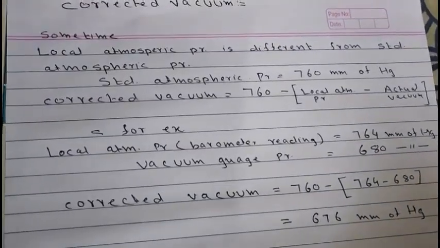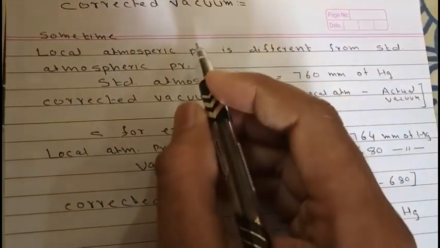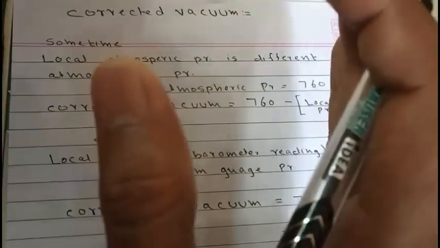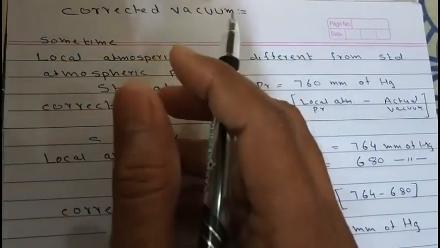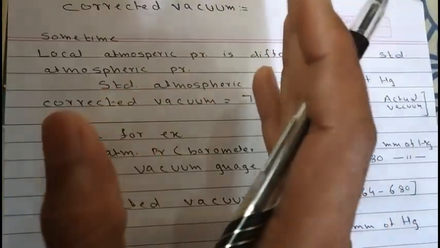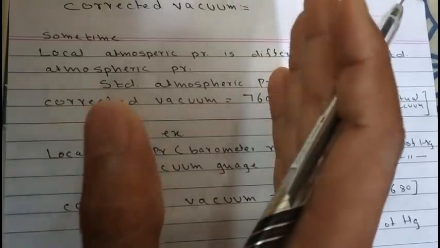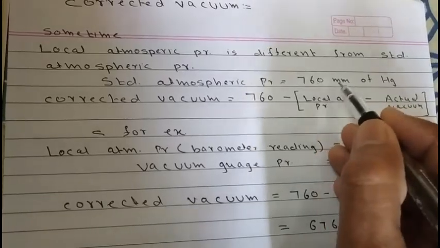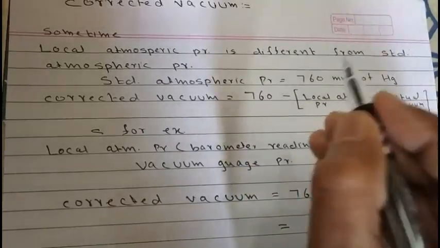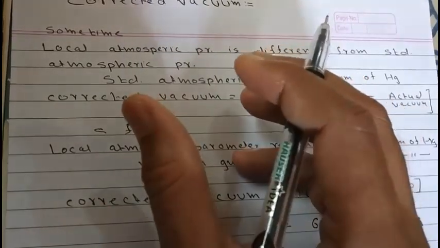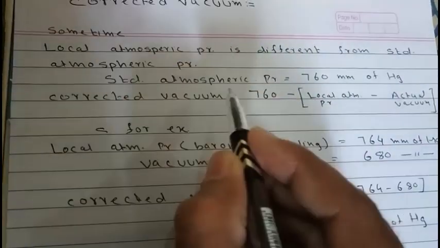Now today we will study about the corrected vacuum and the vacuum efficiency. So why is corrected vacuum used? Sometimes the local atmospheric pressure is different from the standard atmospheric pressure. For example, if you go to the hill areas, there may be some slight variation in the atmospheric pressure with respect to the standard atmospheric pressure. We know that the standard atmospheric pressure is 760 mm of Hg, or in terms of bar it is 1.01325 bar.